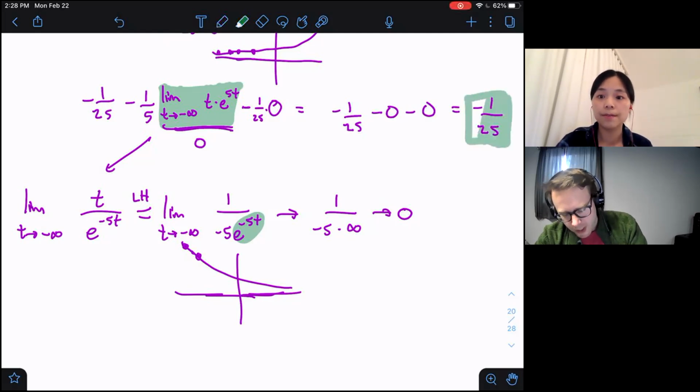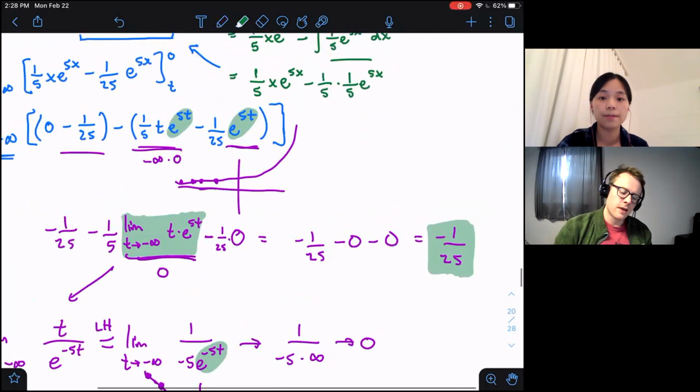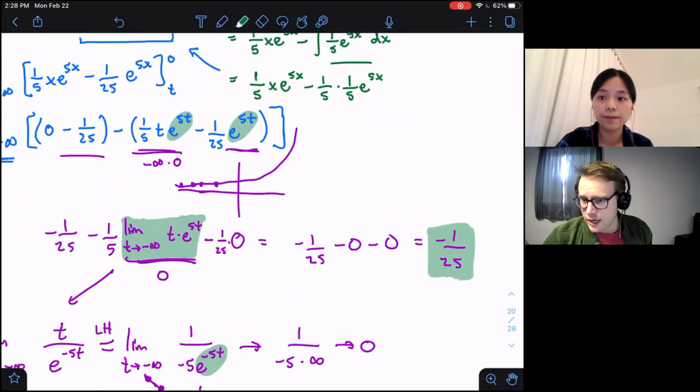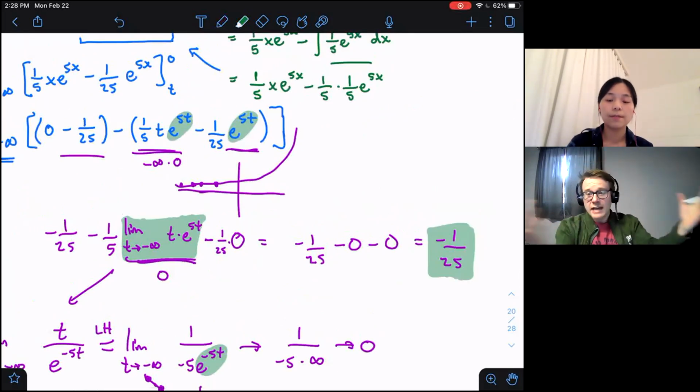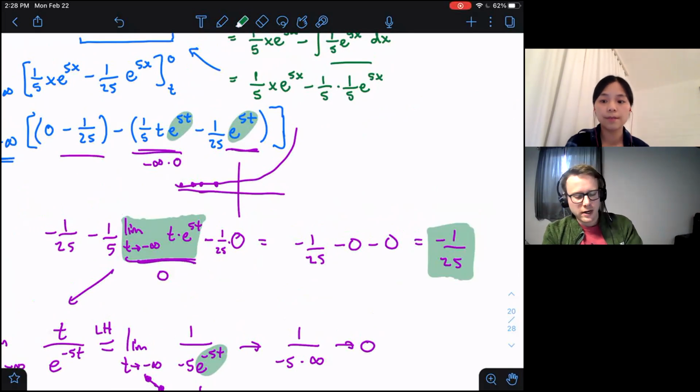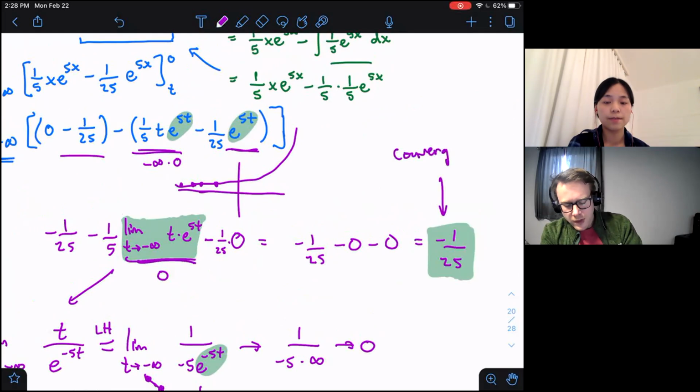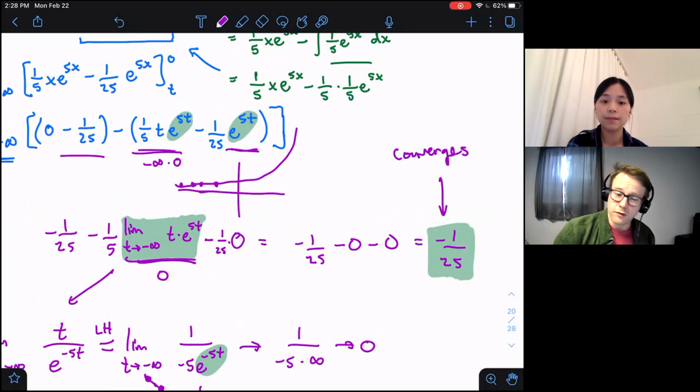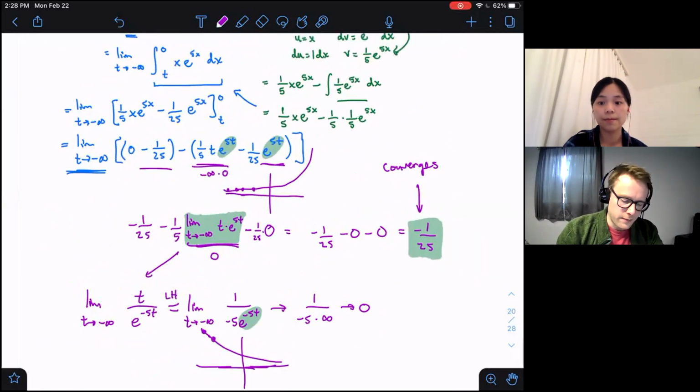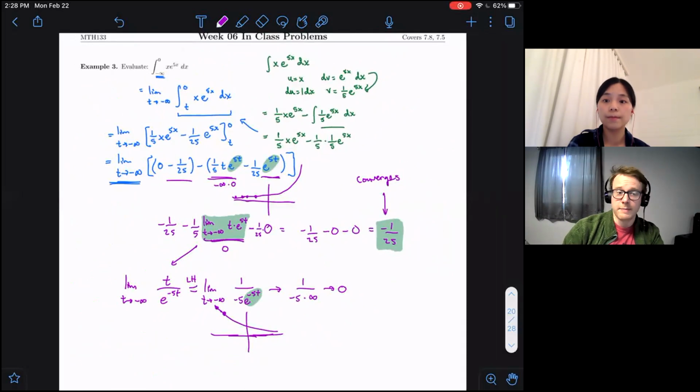And so at this point, someone had asked, how do you tell early on whether it converges or diverges? I didn't know for this one. It wasn't until the very end that I can now confidently say that it converges. And better yet, I can say what it converges to. It converges to -1/25. But this is not something that we can necessarily see at the beginning of all this.